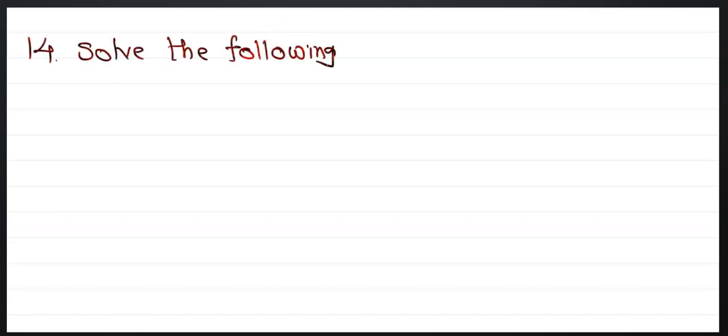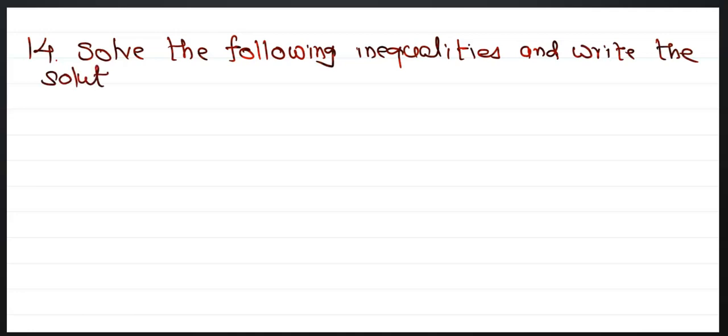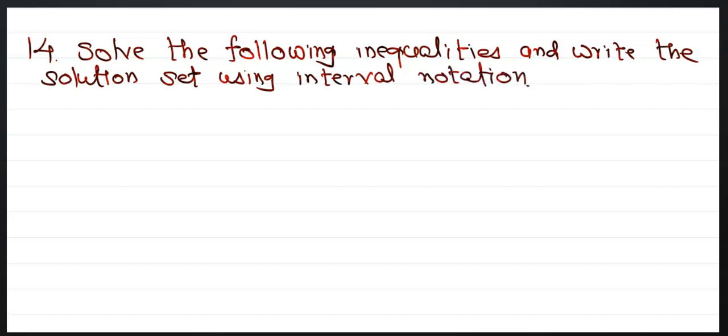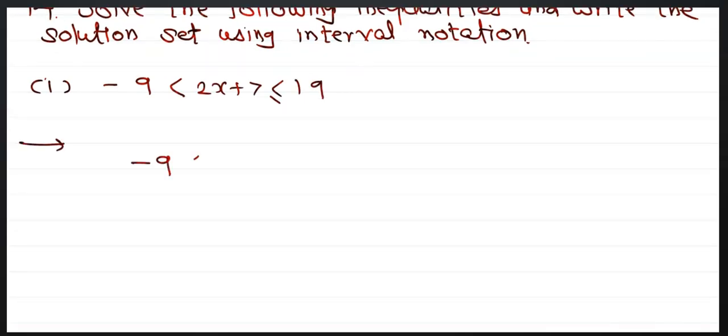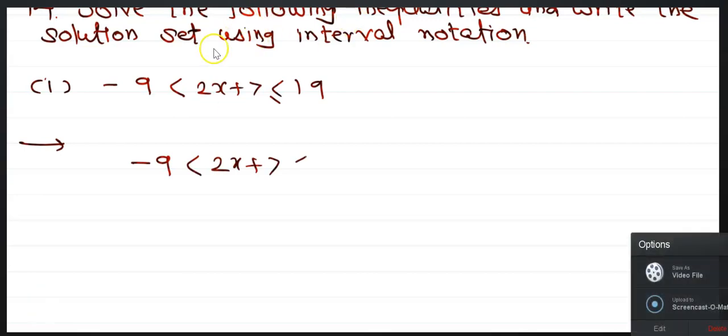Question number 14. Solve the following inequalities and write the solution set using interval notation. We want to write the interval notation. Now to solve this: 2x plus 7 lies between minus 9 and 19, with 19 included.